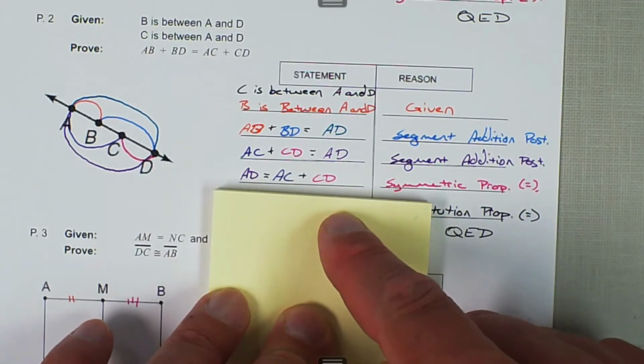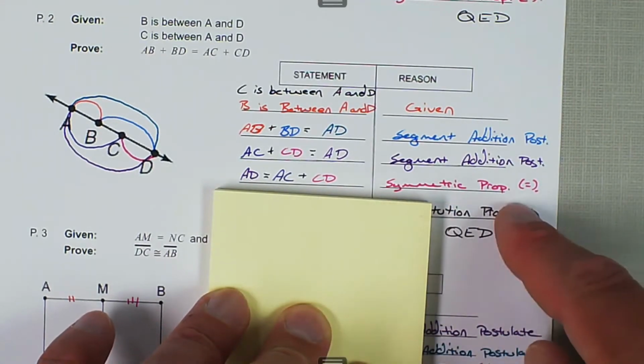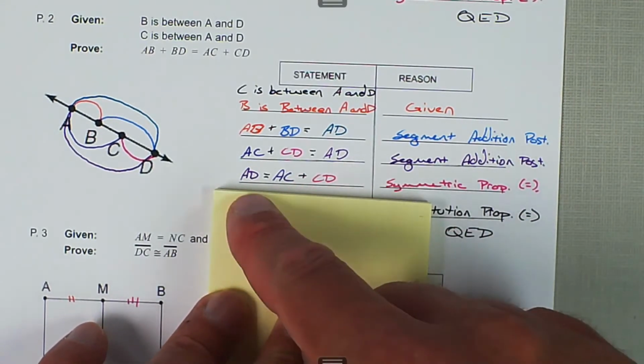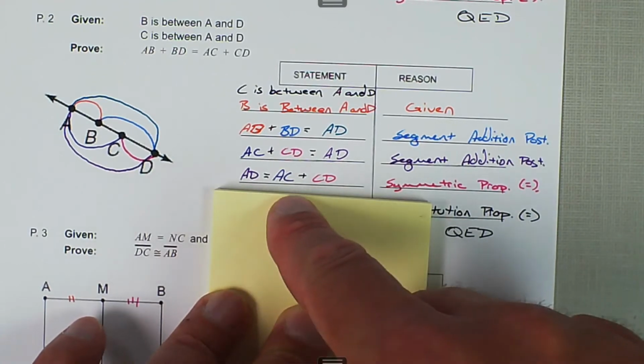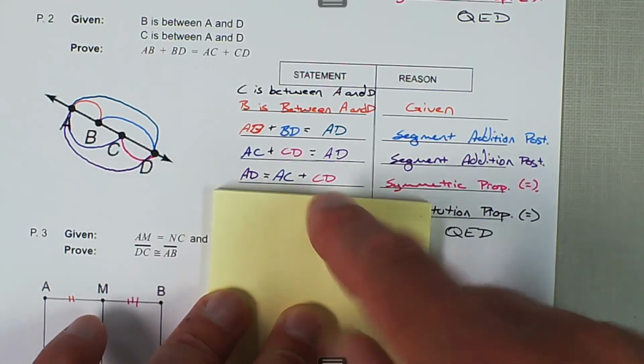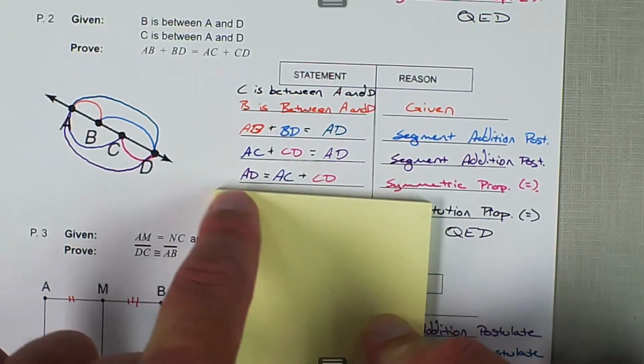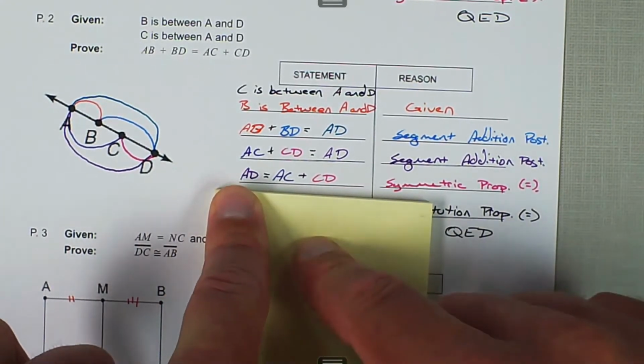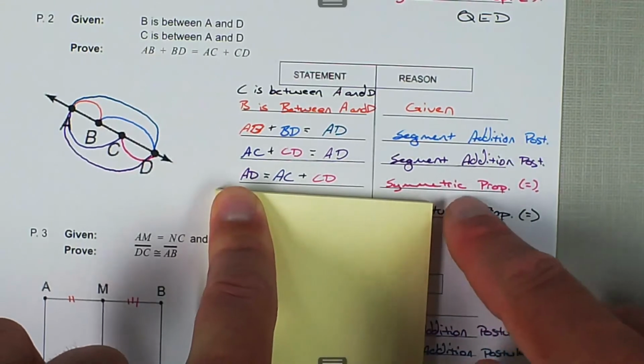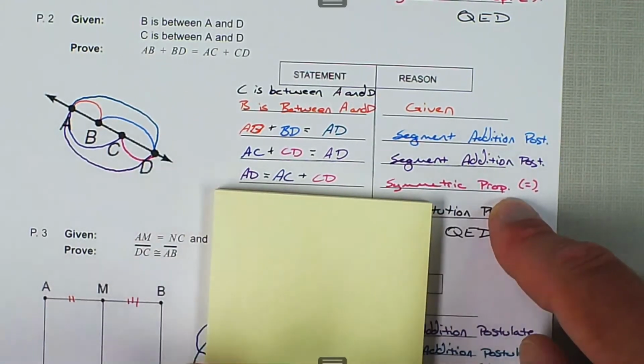Now, by the symmetric property, all I did was rewrite this. So I said AD is equal to AC plus CD. I just switched the order of this, so AD is now starting out instead of finishing there. So that's the symmetric property where you just switch it.